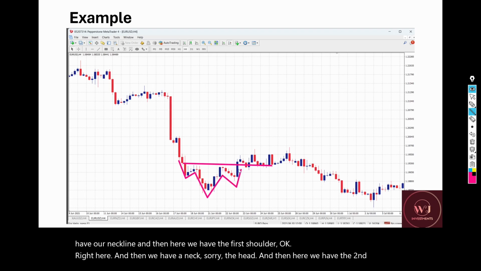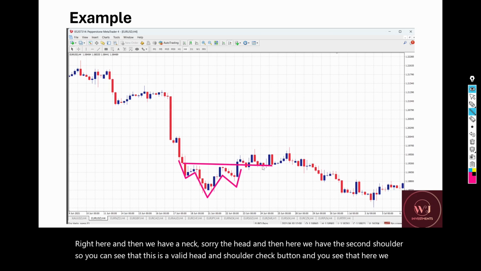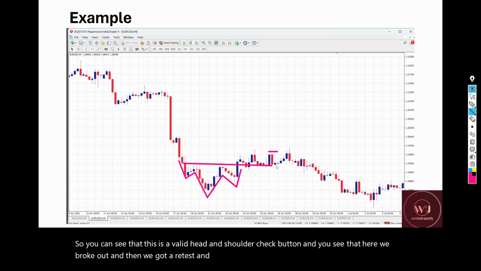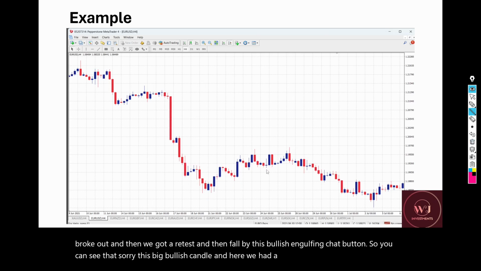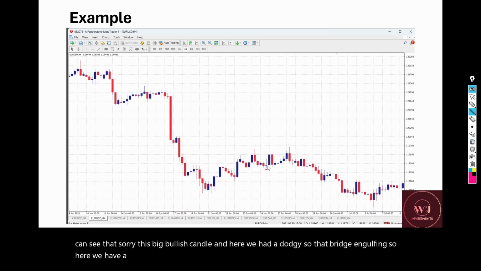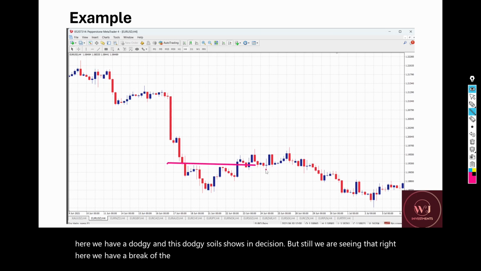So this is a valid head and shoulders chart pattern, and you see that here we broke out, and then we got a retest, followed by this bullish candle. Here we had a doji. It's not a bullish engulfing. This doji shows indecision, but still we are seeing a break of the neckline, and then this doji. So it means that on this doji, we are waiting for a big bullish candle.